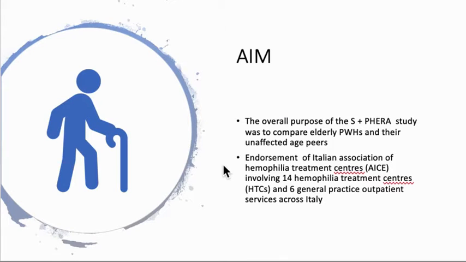With this background, the general purpose of the SPHERE study was to compare patients with hemophilia and their unaffected age peers, not only for the clinical status, but also for the psychological status, including quality of life, emotional, functional, and social proficiency. In this presentation, I present data for the psychological part. The study had the endorsement of the Italian Association of Hemophilia Treatment Centers, involving 14 hemophilia centers in Italy and 6 general practice clinics.